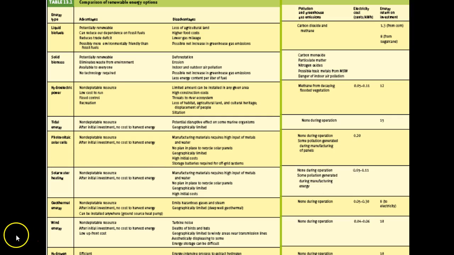So that wraps up energy, and we'll get a chance to focus on and look at some of the different ways that these renewable energy sources interact with each other and work over the course of the next week.